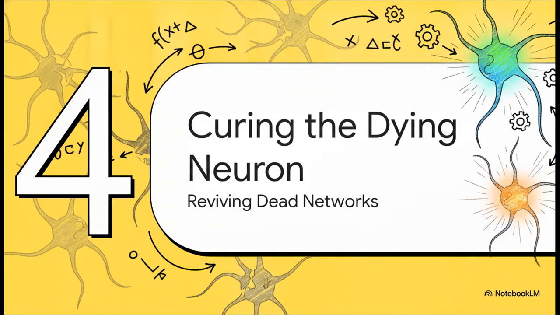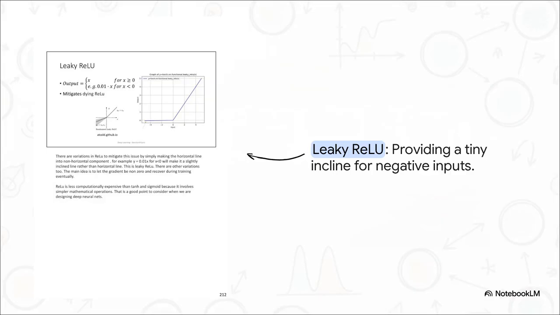Which leads us perfectly into Section 4, curing the dying neuron. Naturally, engineers weren't just going to sit back and let their networks die. This sparked the era of the fixers, these clever little mathematical tweaks designed specifically to revive dead neurons.